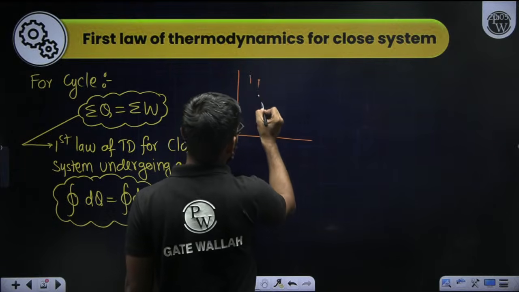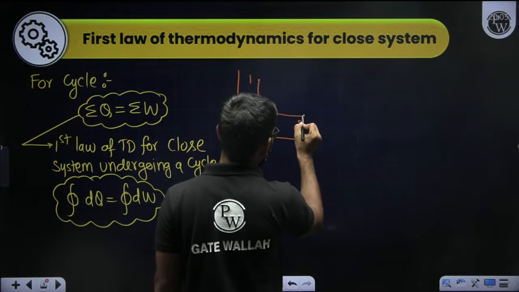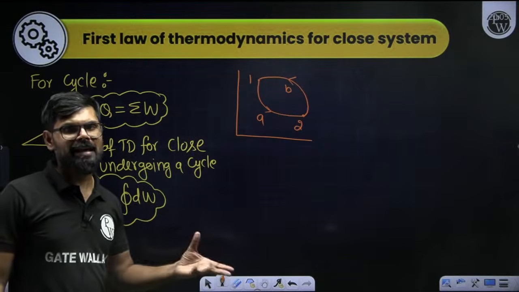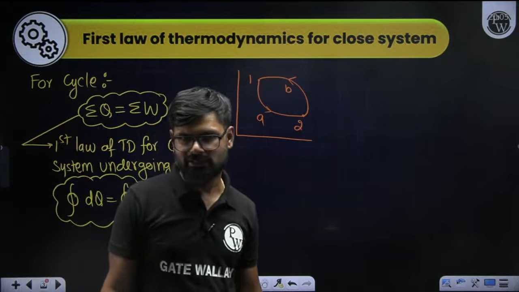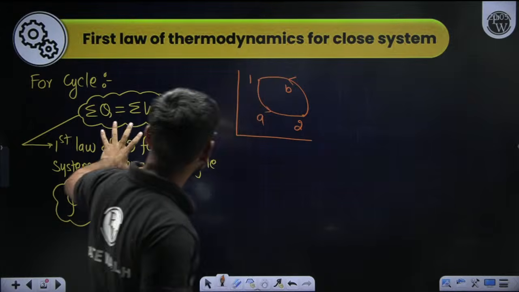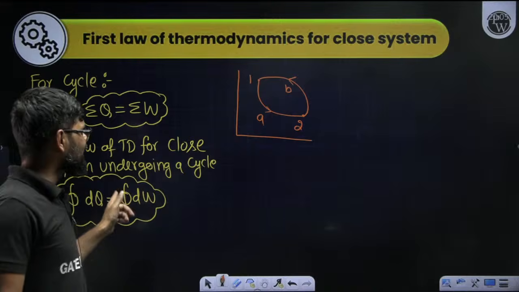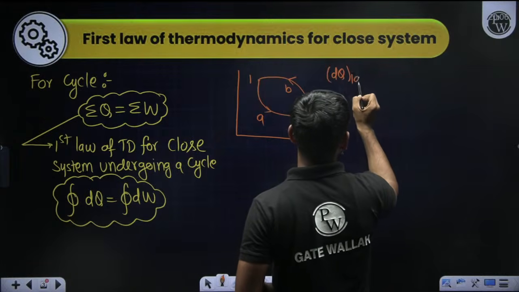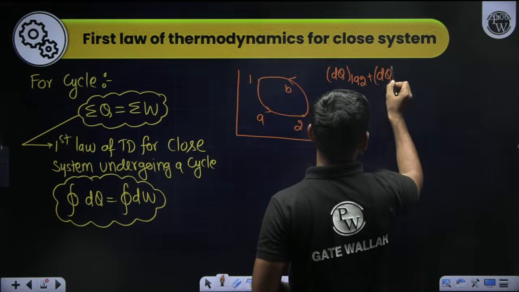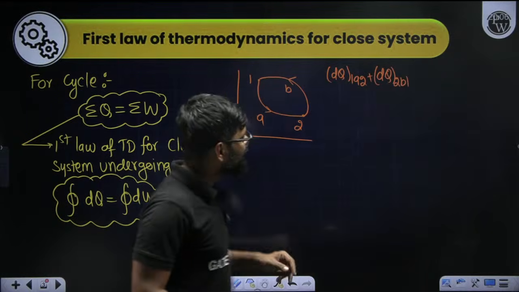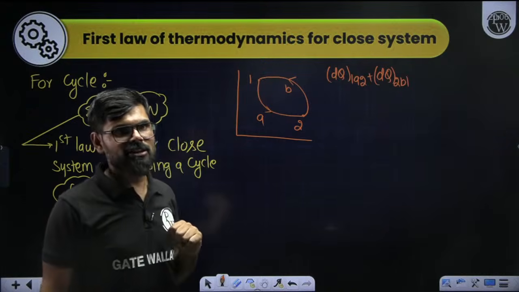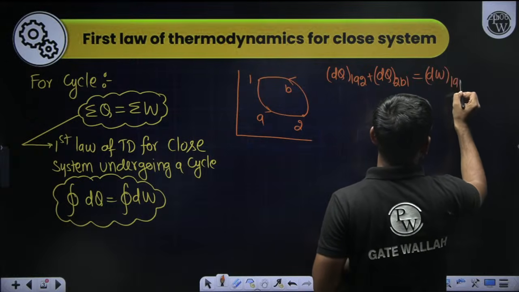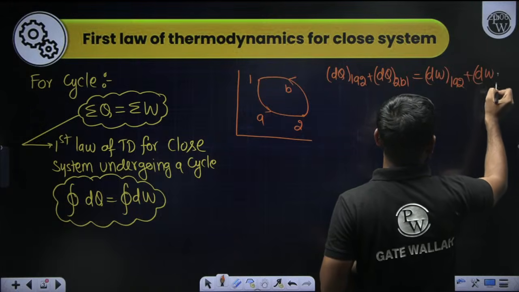Now I am going to consider the simplest cycle, 1A2B1. This 1A2B1 is any thermodynamic cycle which contains two processes. Because this is a cycle, we can apply the first law equation. So dq 1A2 plus dq 2B1, which is the net heat transfer, that is, heat transfer in this process plus heat transfer in this process, is exactly equal to work transfer in process 1A2 plus work transfer in process 2B1.